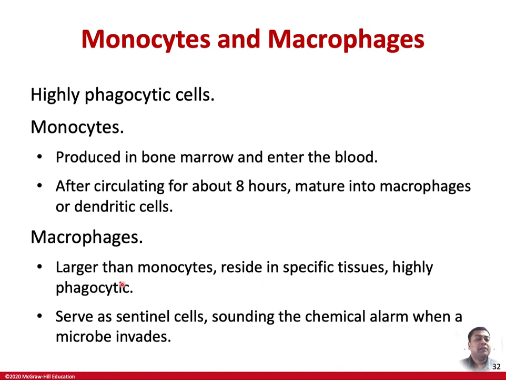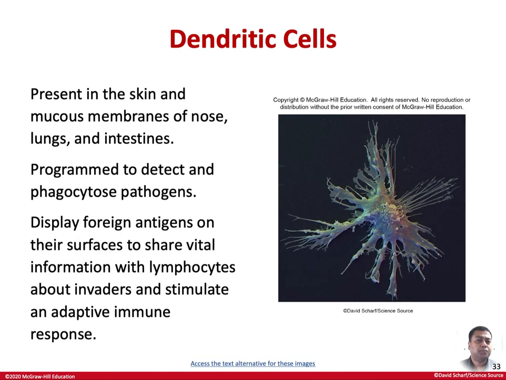On the other hand, these act as sentinel cells, sounding the chemical alarm when a microbe invades. That means upon a microbe invasion, they are going to release specific cytokines, which will lead to proliferation of different types of cells as well as different types of chemical reactions.